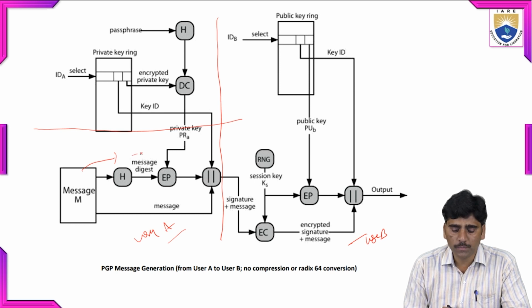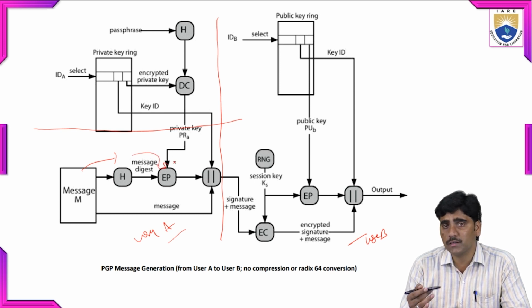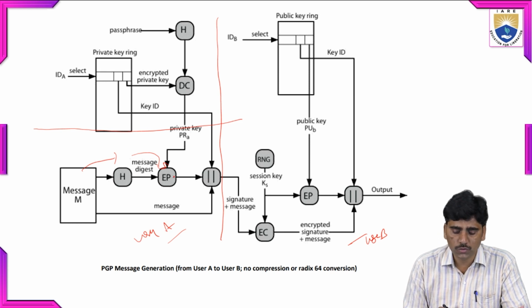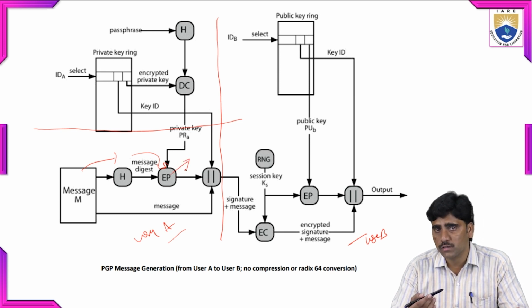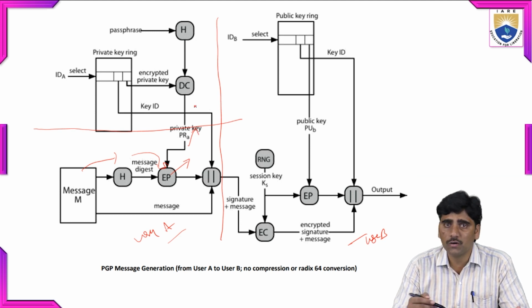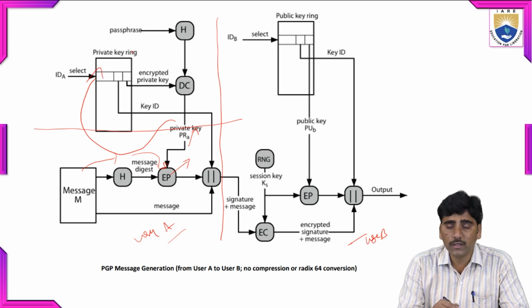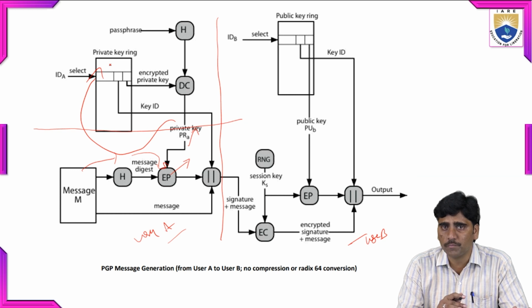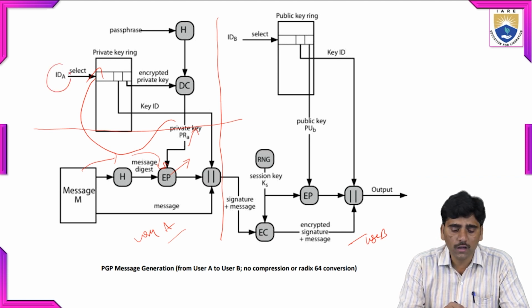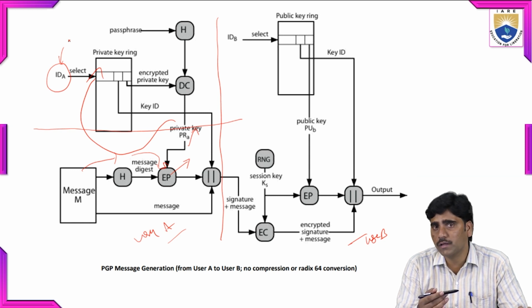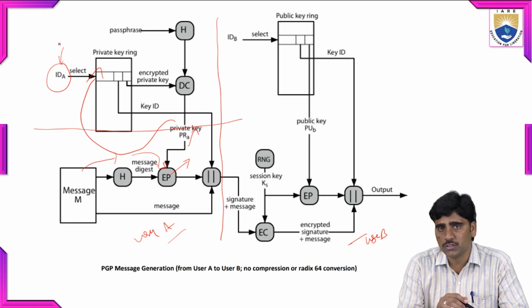Now we apply the private key in an encryption process, where EP stands for encryption process. The private key is actually stored in the private keyring. Each keyring contains a pair of public and private keys, and for each public and private key, an ID is also maintained.